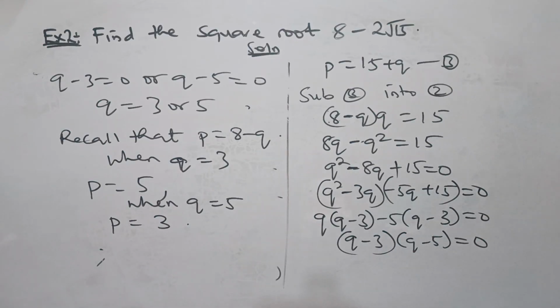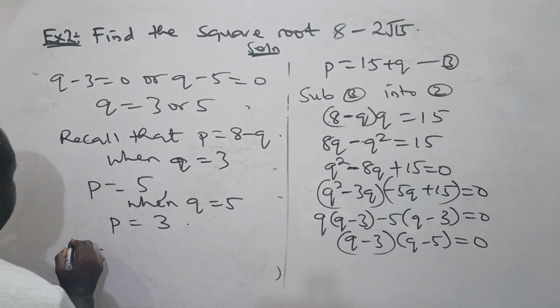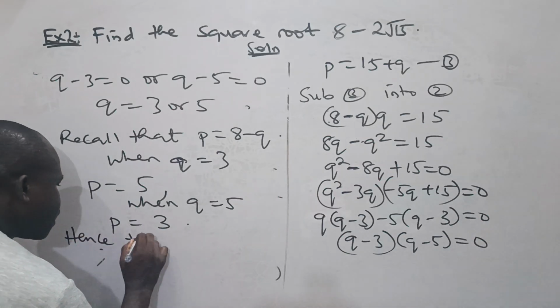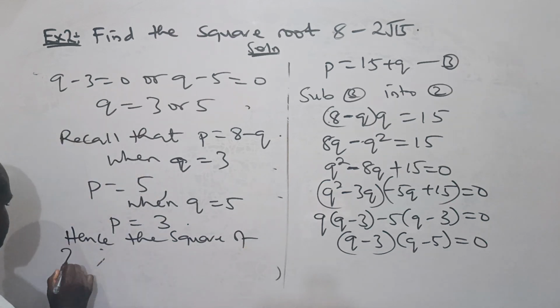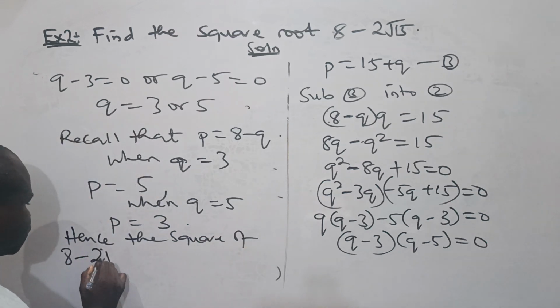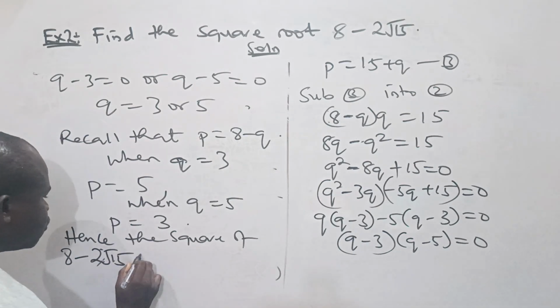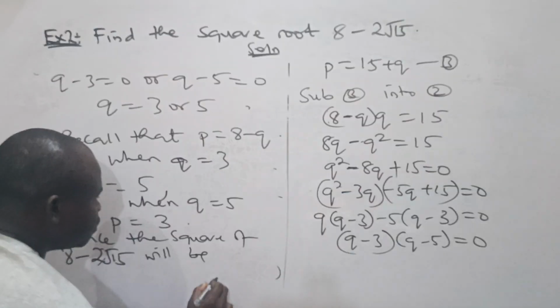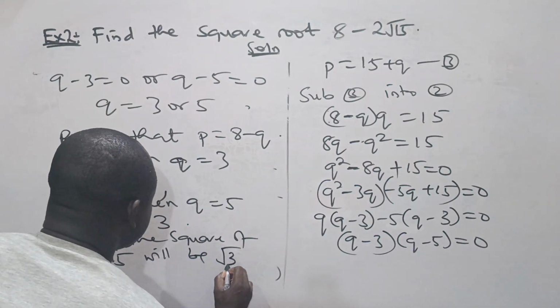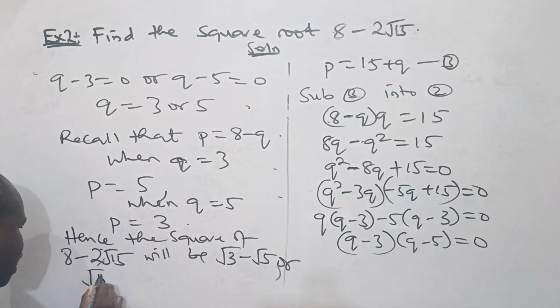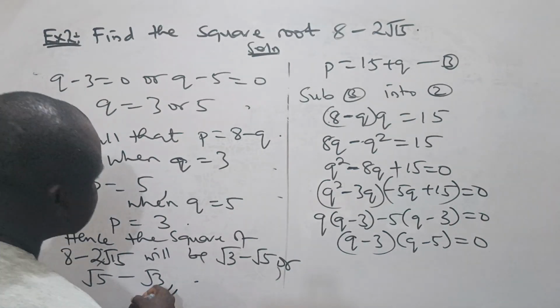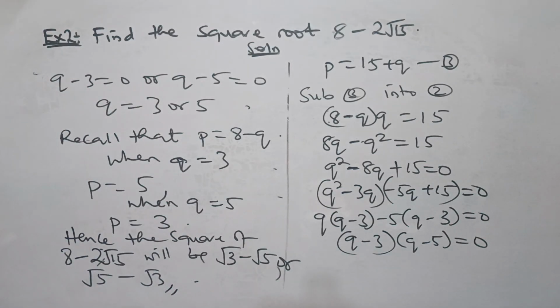So hence, the square root of 8 minus 2 root 15 will be square root of 3 minus square root of 5, or square root of 5 minus square root of 3. These are the two possible values that we are going to get.